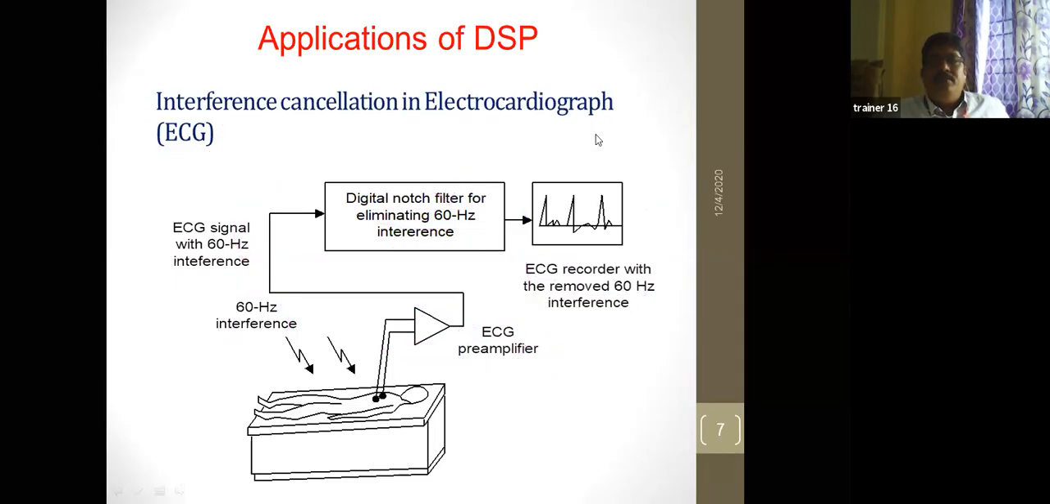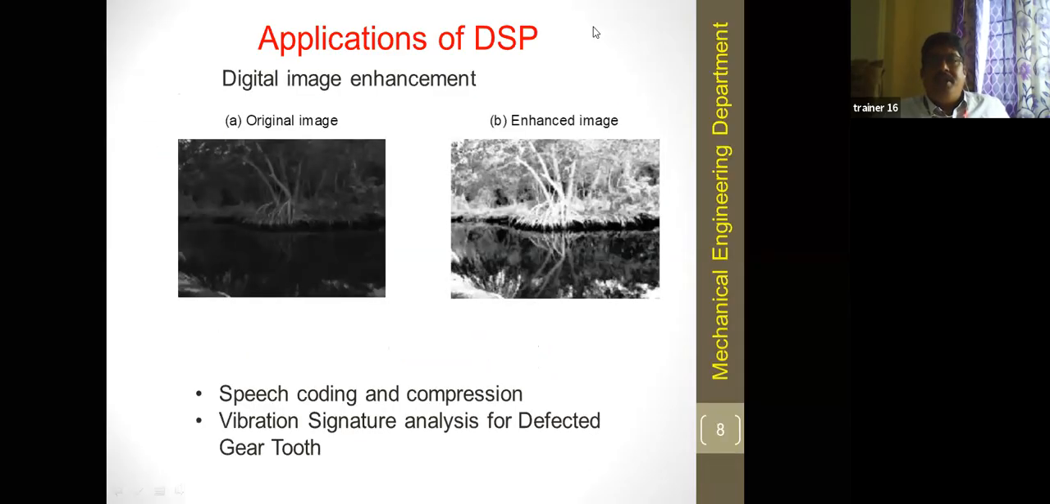The next example. See here, digital image enhancement, what I said to you about TV, right? If you go for more than TV, then you have to go for theaters, DTS theaters, right? So this is the original image. With the help of DSP, we can enhance the image like this. See here, this is completely water, so the mirror image of this tree is not visible here, am I right? If you see it here in the water, the mirror image of this tree is visible clearly.